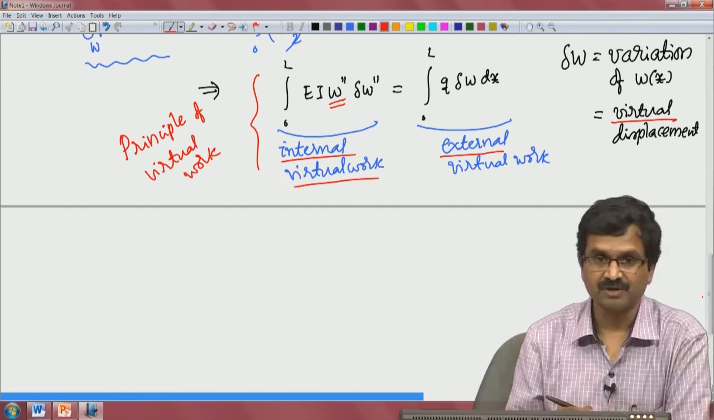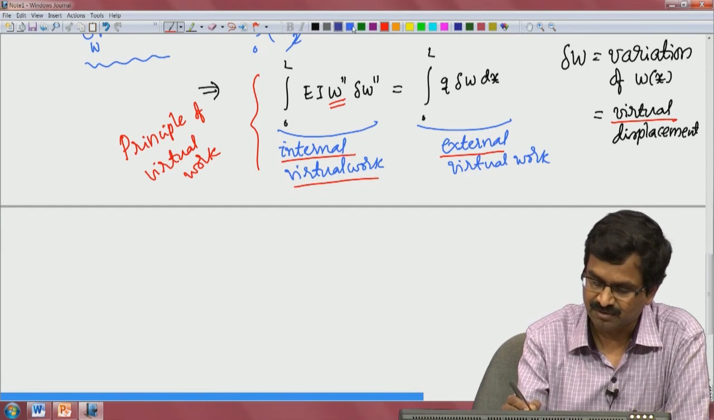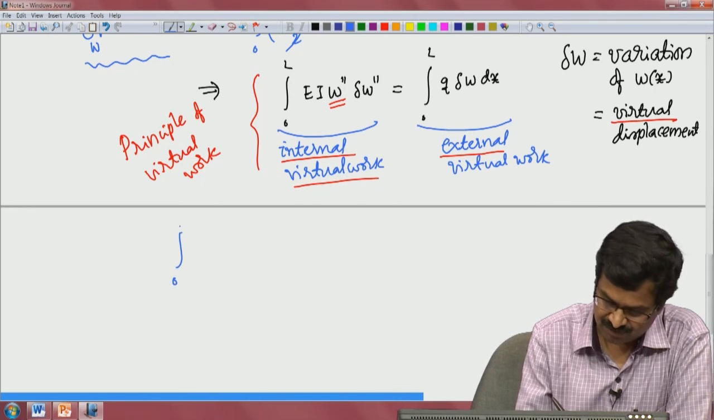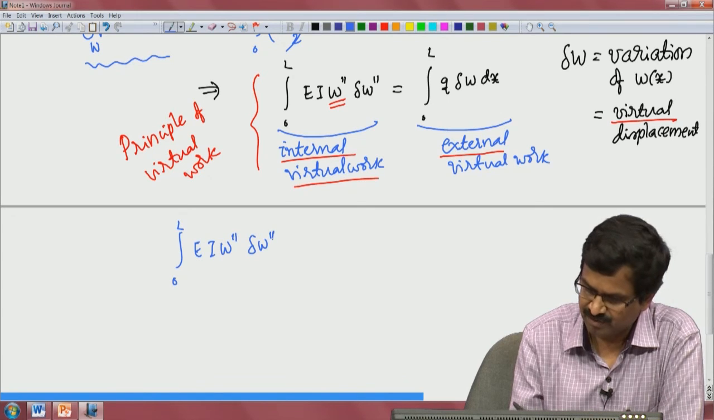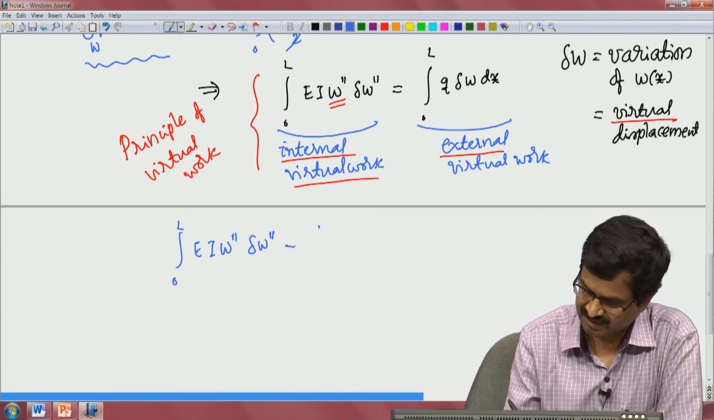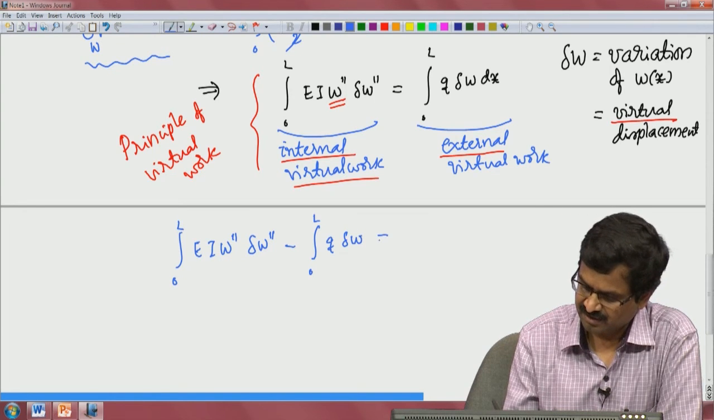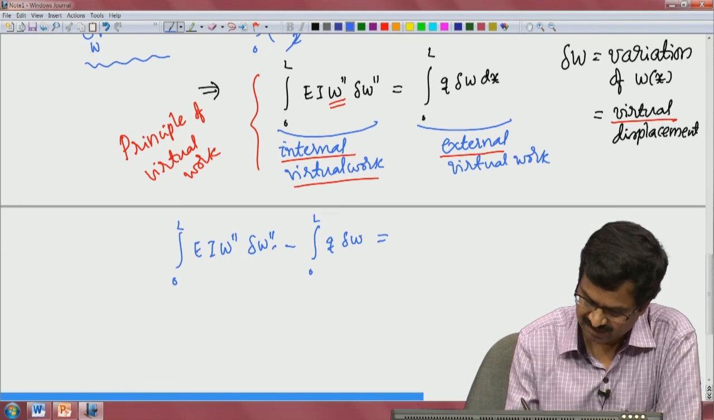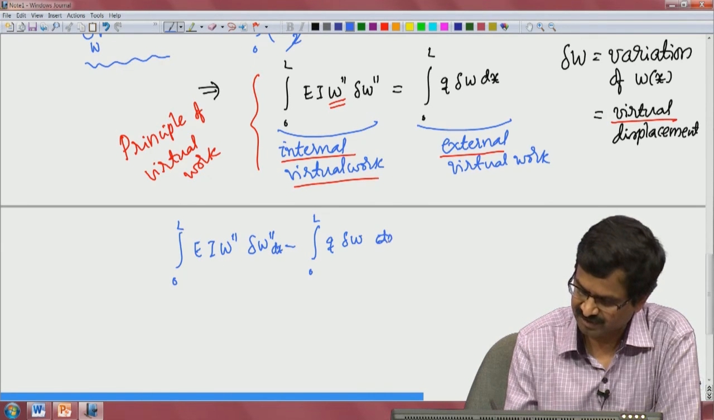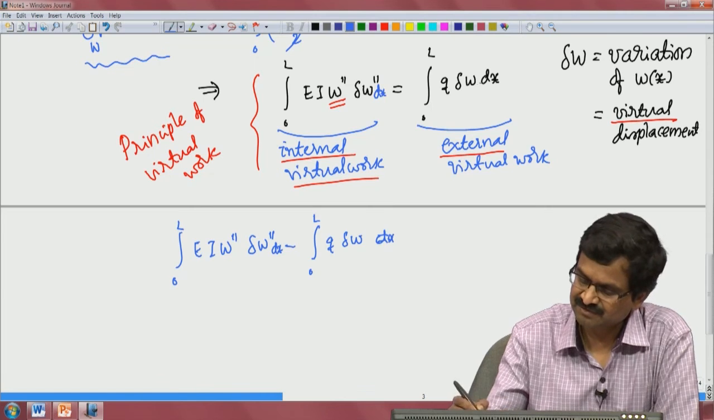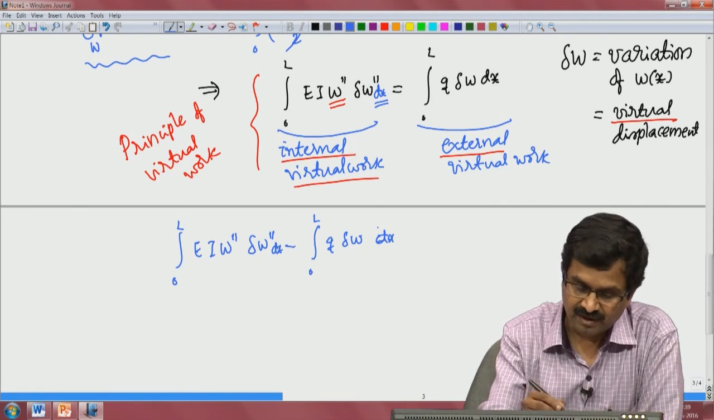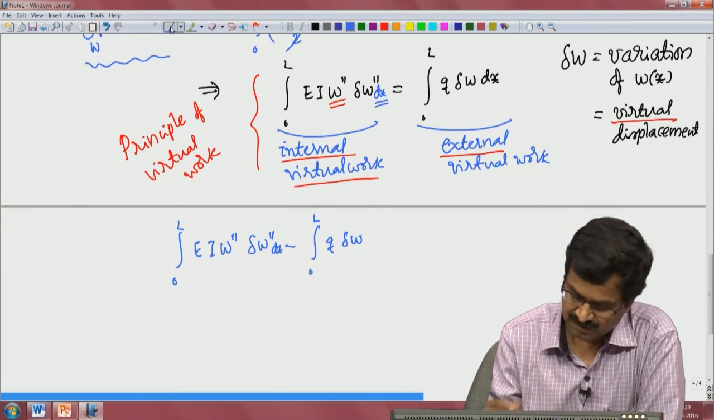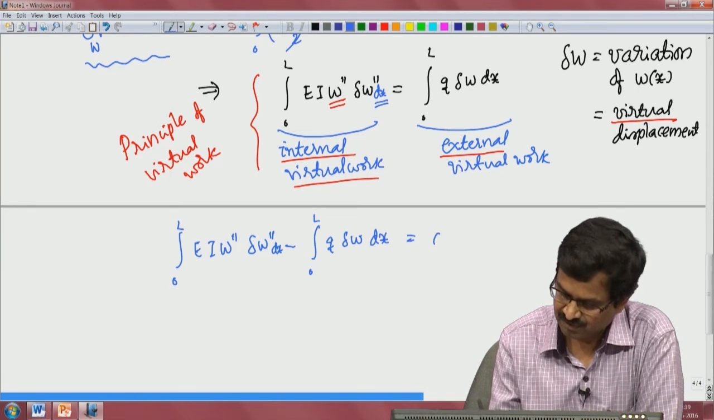If you go one step further, which was our integration by parts. So, if I start from the principle of virtual work, integral 0 to L EI W double prime delta W double prime minus, I am bringing it to the left side again, integral 0 to L q delta W, and well, I have to write dx. We should not forget that, whenever I have integration, with respect to what? Integration with respect to x here. So, dx equal to 0.